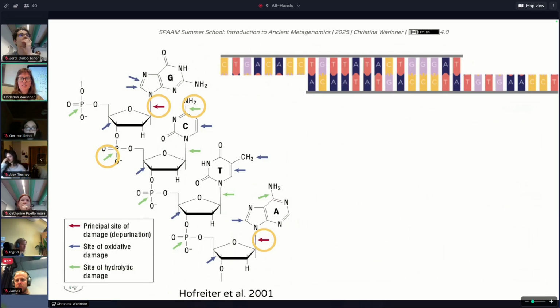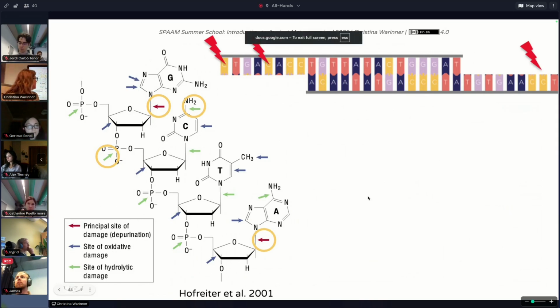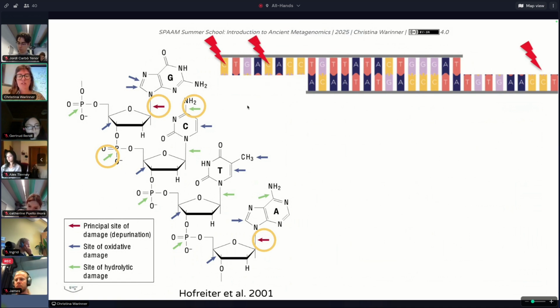All right. The next thing that happens is once we have those single-stranded overhangs, the cytosines become quite vulnerable to deamination. So you can see here, with my cursor, these nitrogen groups become vulnerable and they can be removed. And when that happens, they get converted into uracils. So the cytosine becomes a uracil. Uracils are not normally present in DNA, they're components of RNA.